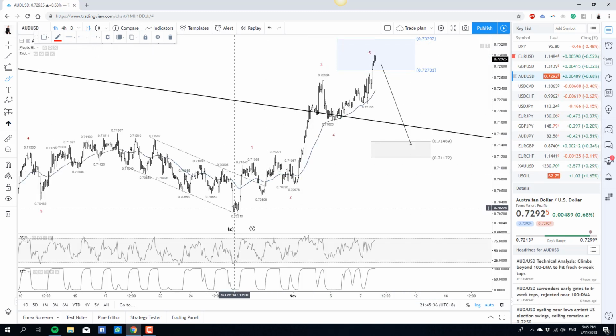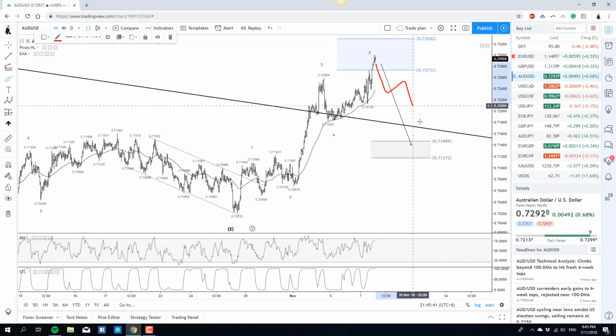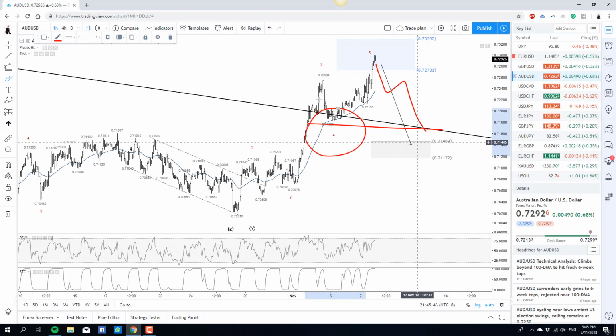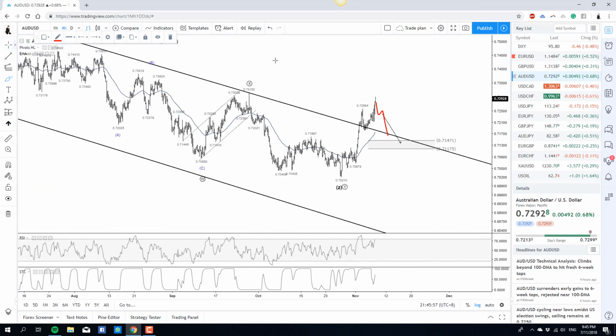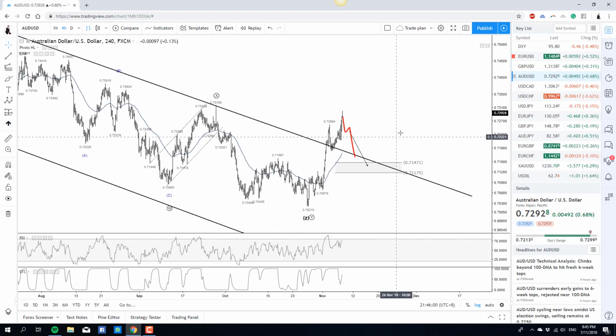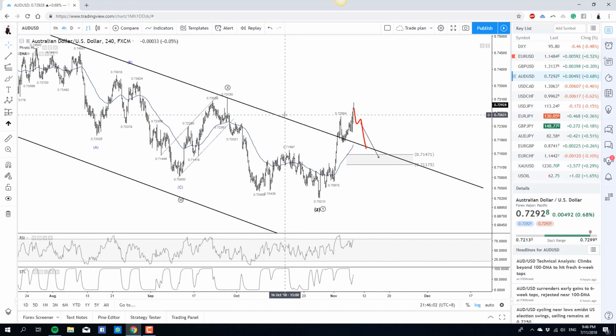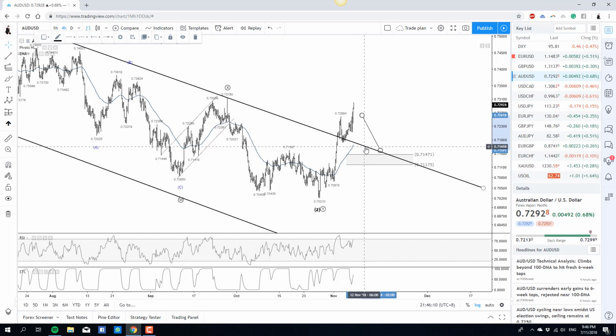Aussie dollar, very similar. I'm seeing 1, 2, 3, 4, 5. Again, everything is aligned, so I expect at least a 3-wave corrective move down, potentially towards the wave 4 area, or somewhere between the ratio at 0.7146, 0.7112. From the 4-hour perspective, the analysis is similar to the pound dollar. Price has broken out of the very long-term bearish channel, so I expect some form of corrective move coming lower, retesting the upper trend line and making a move higher from there.